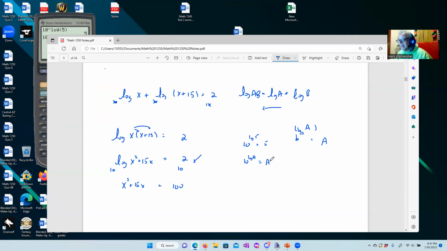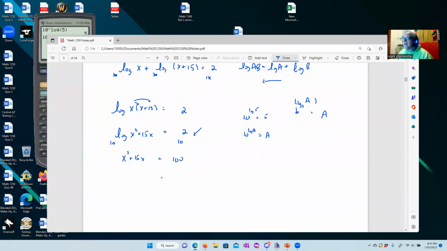Logarithms and exponents are inverse functions. So we use exponentials to get rid of logarithms, and we use logarithms to get rid of exponents. At this point, it's just a polynomial. We have x squared plus 15x minus 100 equals 0. Anytime you have something more complicated than a linear function, you want a 0 on the right-hand side.